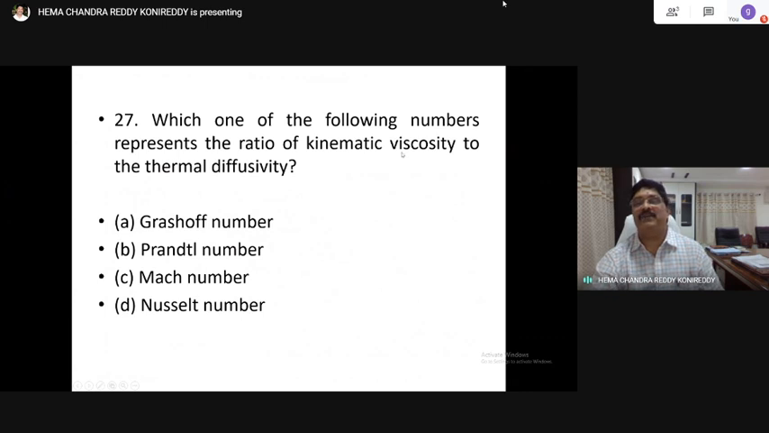What is this ratio of kinematic viscosity to thermal diffusivity? If you look at the definition that I have given for Prandtl number, it is the ratio of molecular momentum diffusion to thermal diffusion. Prandtl number is equal to nu by alpha. What is alpha? K by rho Cp. When I substitute K by rho Cp, you get it as mu Cp divided by K. So it's the Prandtl number.